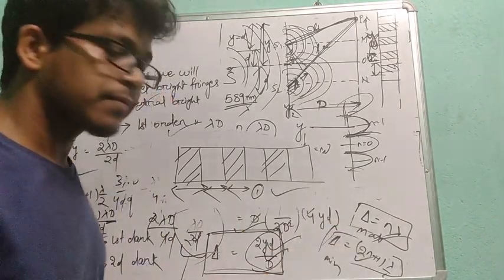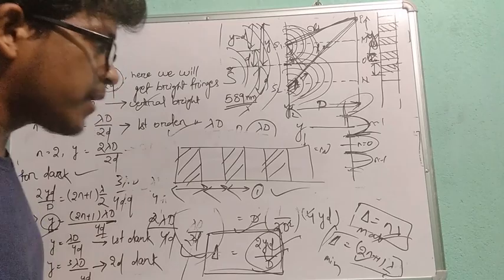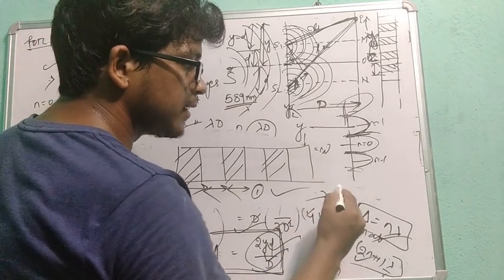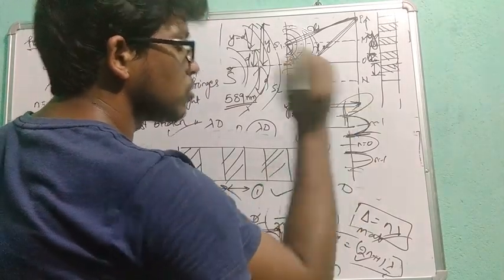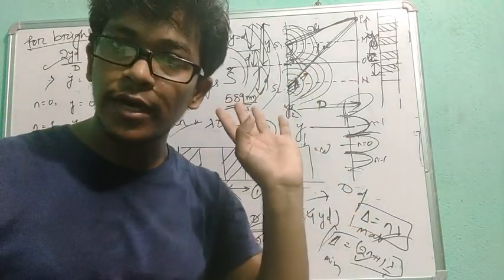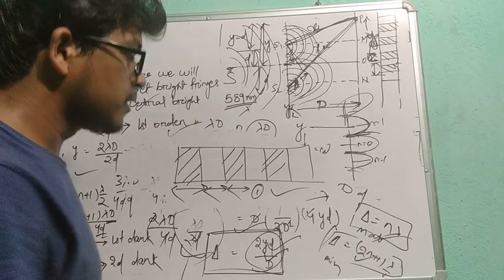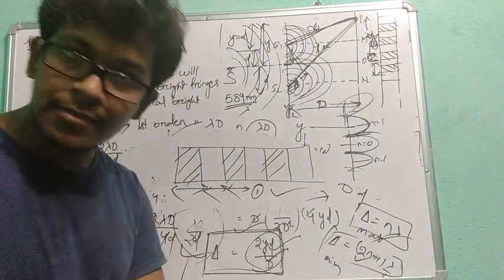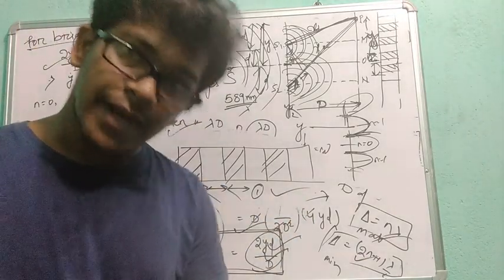And one more thing, just by knowing the wavelength, the distance between the screen and the obstacle, and d, the distance between the two sources, you can get whether it will be dark fringes or bright fringes.